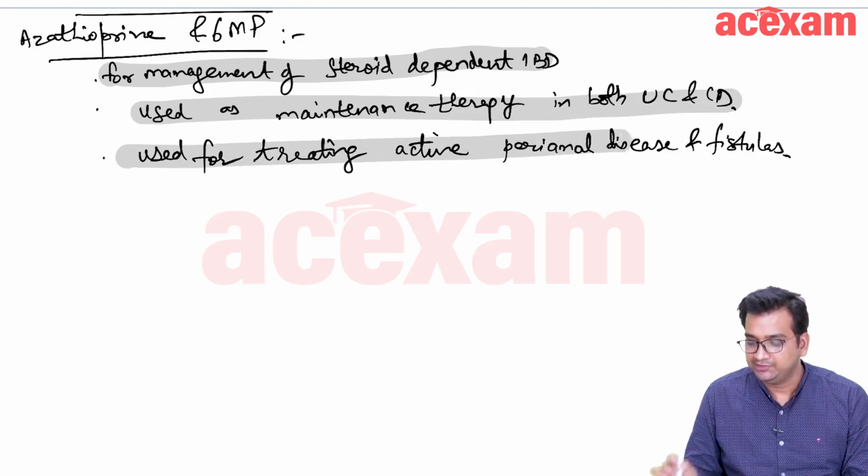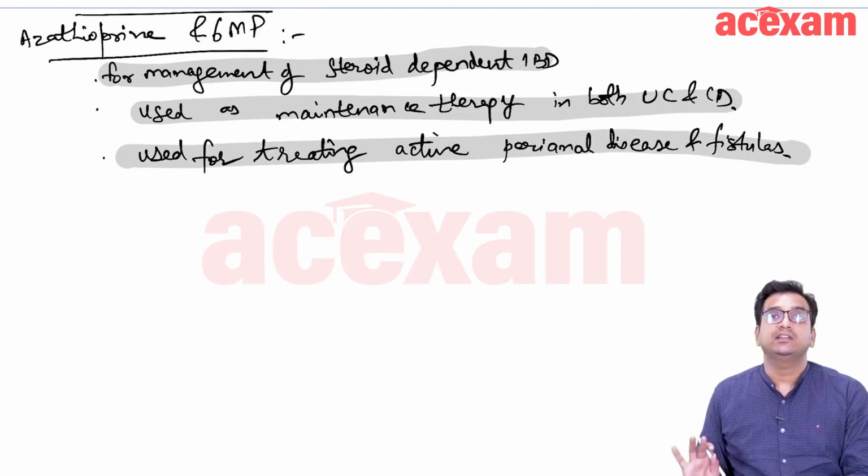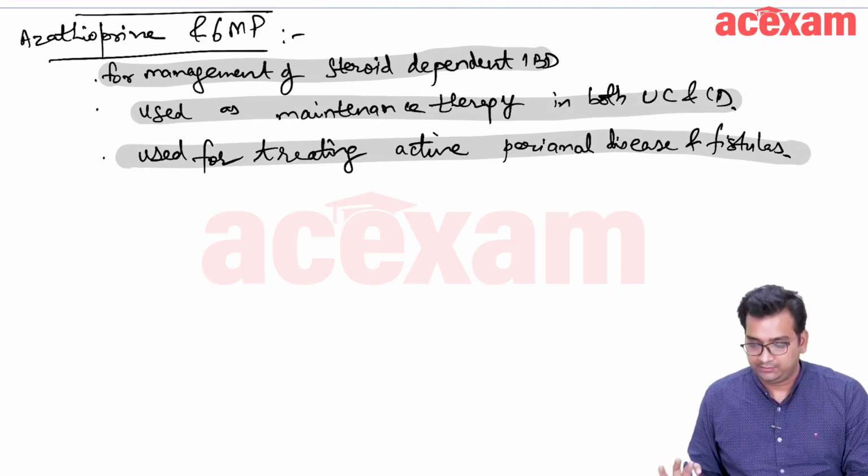We have to first induce remission with the steroids, then we can start this azathioprine or 6-mercaptopurine. And then we can use them as maintenance therapy.